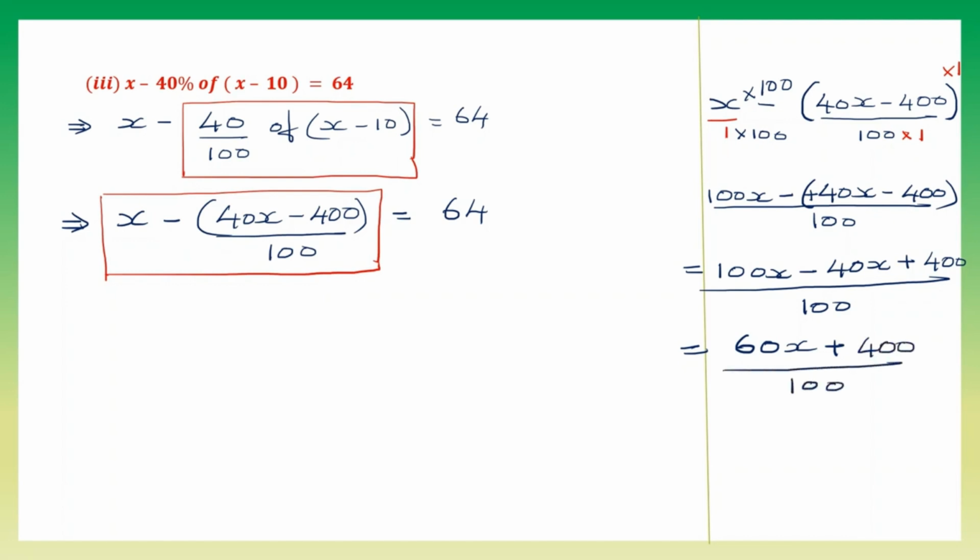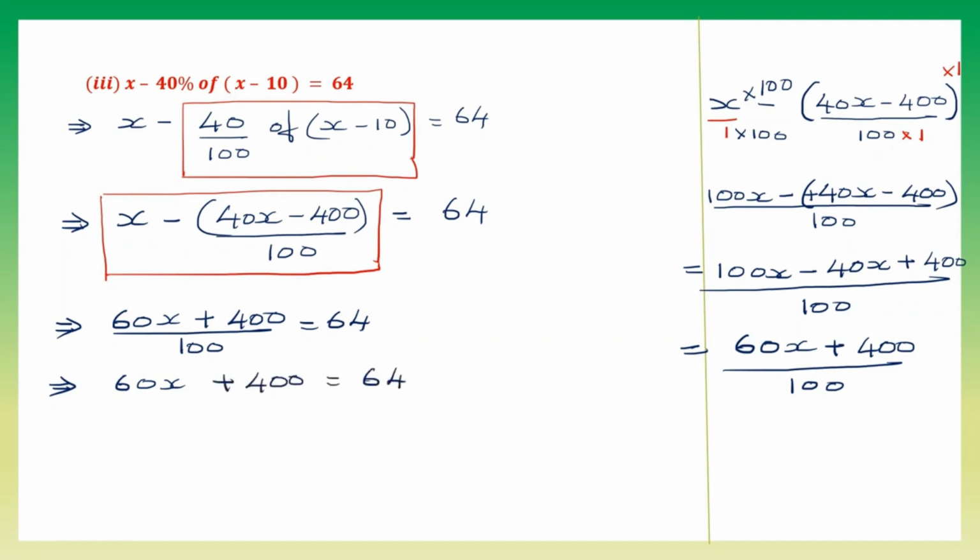So this is what I have. I'm going to put it down here on the main part. So I have 60x plus 400 divided by 100 equals 64. So now 60x plus 400 will be 64 into 100, because I have transposed this 100 to the right hand side and it has now become multiplication. It was division here, it's now become multiplication. That's how I got 64 into 100.